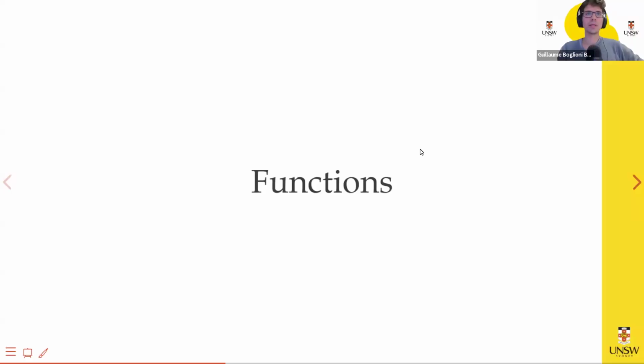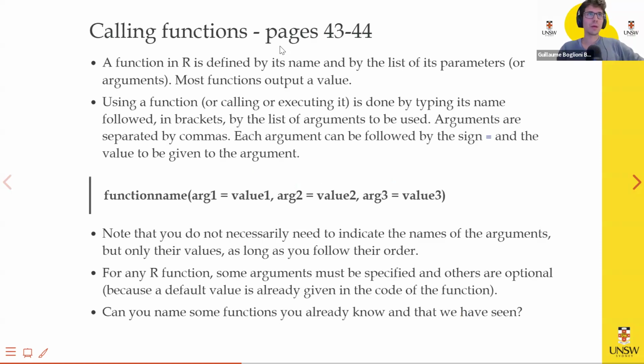Hello there. In this video, we cover the topic of functions, of course, in R. Now, a function is defined by its name and by a list of its parameters, often called arguments. Those are the inputs of the function. So usually a function has some inputs, something you feed the function, and then the function does something, usually returns an output.